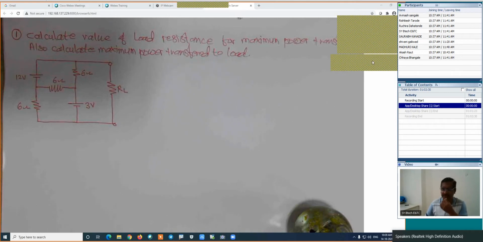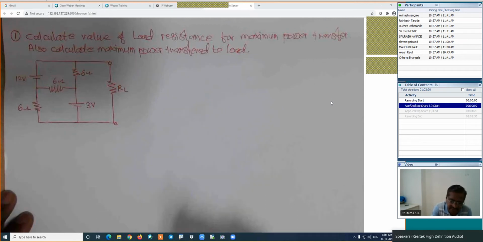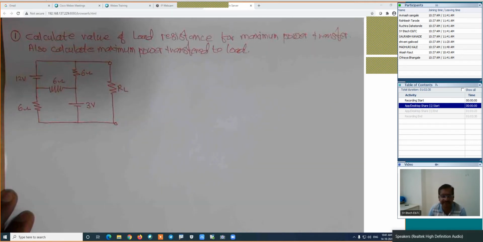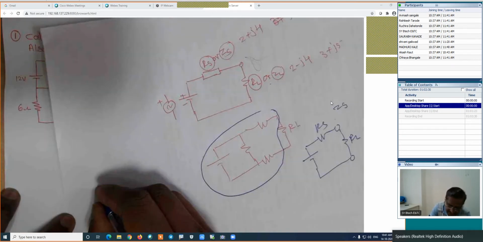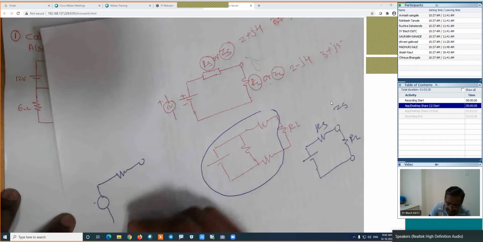Now I will start the discussion of this particular problem, which is based on the maximum power transfer theorem. We first convert the given complicated network into the Thevenin's network and then apply the maximum power transfer theorem.